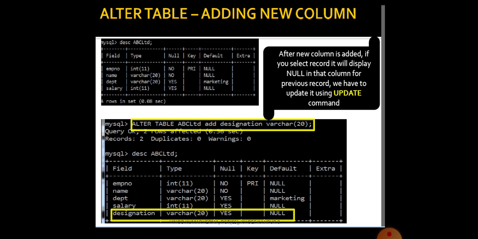So what is the syntax? Alter table name, add column name, data type, size and constraint. You can give a constraint along with the column addition. So after describing, you will get designation at the last. Then after a new column is added, if you select the records, it will display only null in that particular column. We have to update it using the update command.